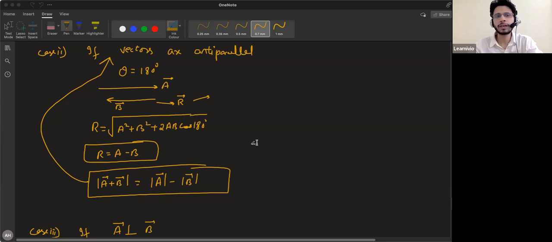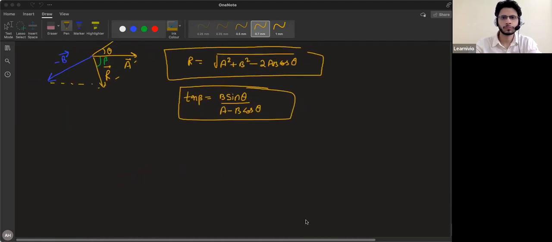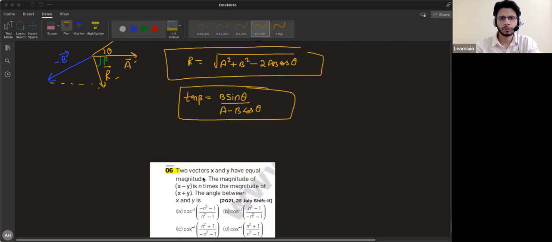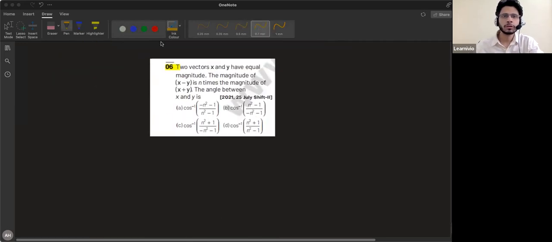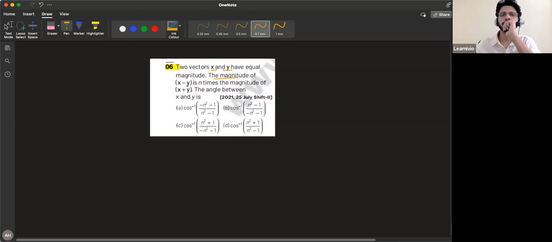Question number 6: two vectors x and y have equal magnitudes. This question? Yes, sir. Okay. So this is Aksa's question. You have two vectors x and y. They have equal magnitude. The magnitude of x minus y is n times the magnitude of x plus y. You need the angle between x and y.